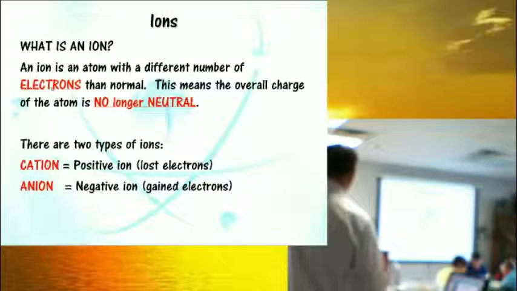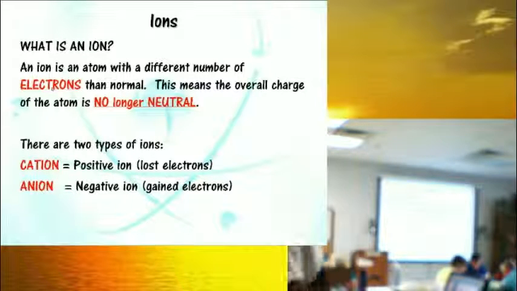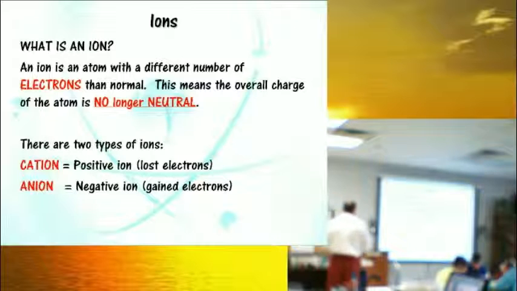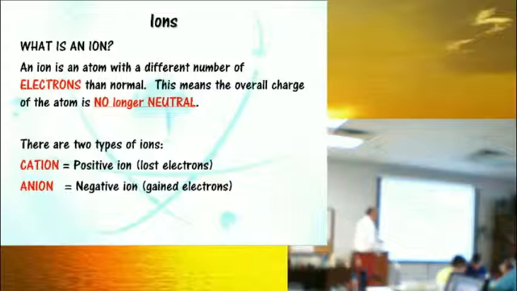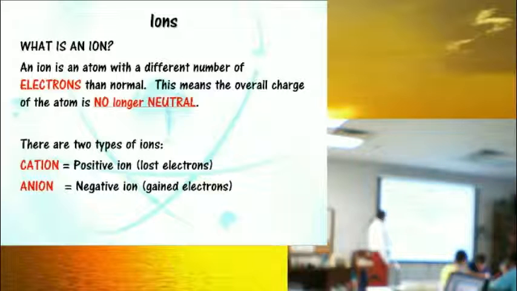Let's take a look at ions. Other side, what is an ion? An ion is an atom with a different number of electrons. So if I say isotope, you say neutron. If I say ion, you say electron. So an ion is an atom with a different number of electrons than normal. This means the overall charge of the atom is no longer neutral. If it gains some electrons, it's going to become negative. If it loses electrons, it's going to be positive.